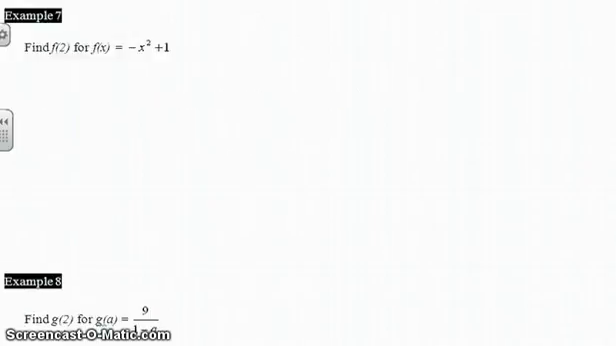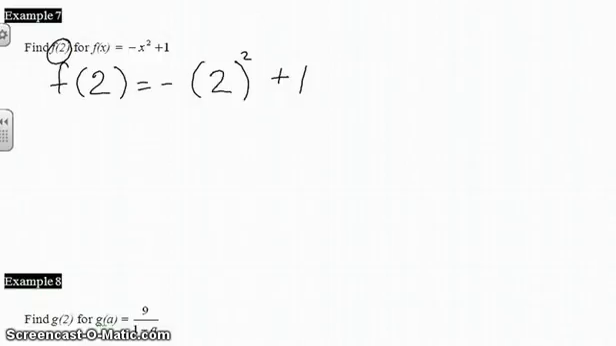Looking at example 7, it says to find f of 2 for f of x equals negative x squared plus 1. So step 1 is simply rewrite my function, f of, with open parentheses, equals minus. So I just write that function down with open parentheses. Next, I'm going to drop my given value, in this case 2, into that open parenthesis on both sides of the equation. The f of 2 simply follows down.